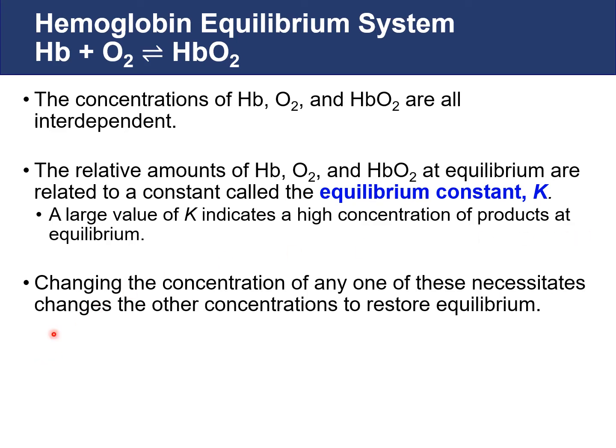Changing the concentration of any one of the components necessitates a change in the other concentrations in order to restore equilibrium. So if we increase the concentration of oxygen, which would be one of our reactants, the reaction will proceed in such a way as to increase the concentration of our products, thus reestablishing the relative amounts of our products versus our reactants.